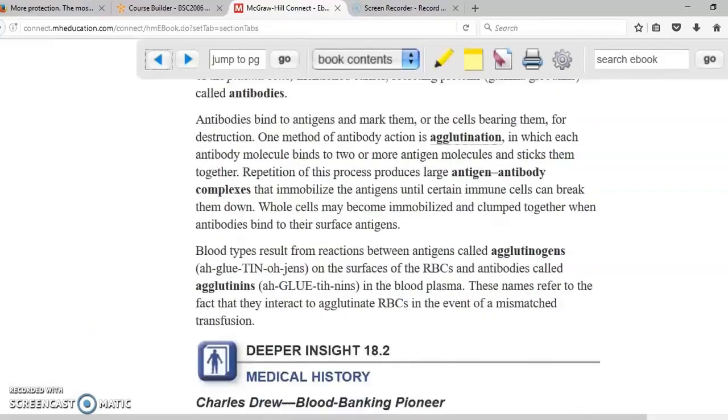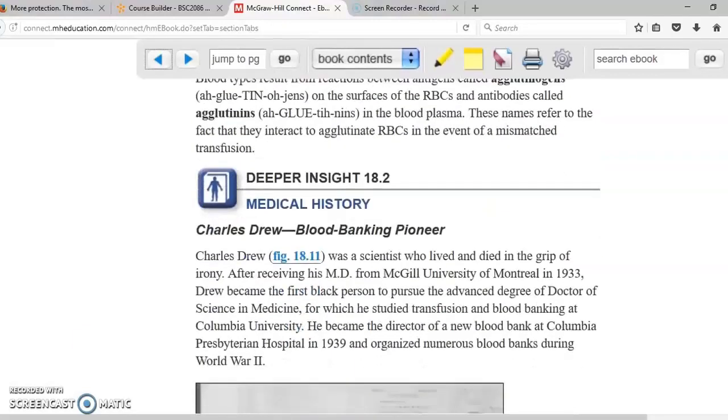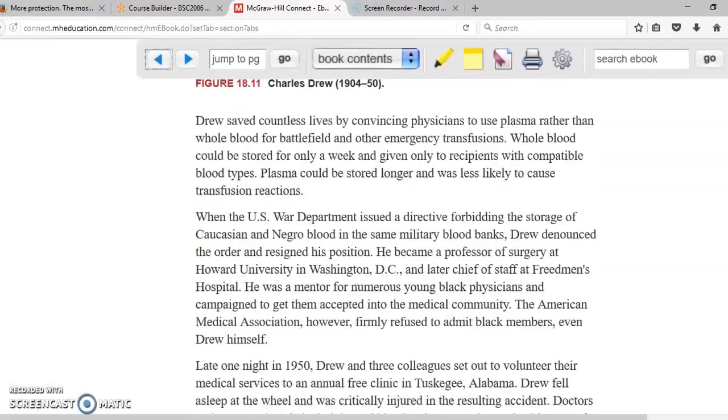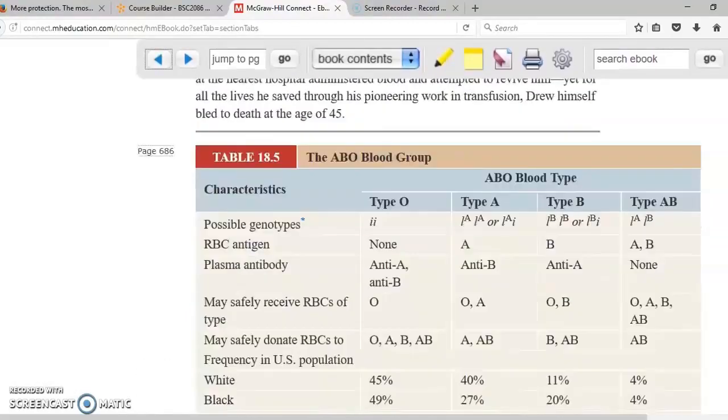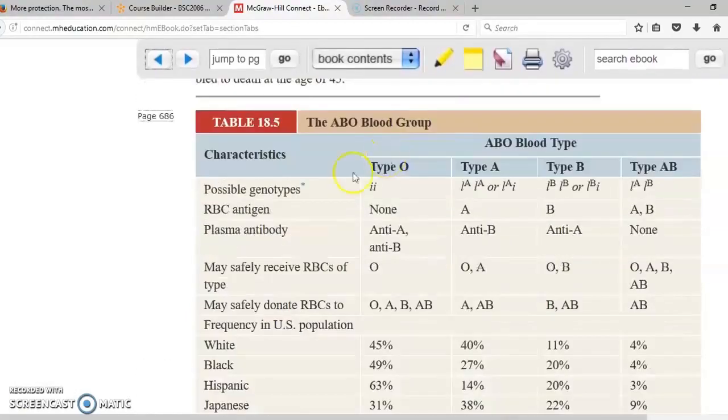Okay, so let's just scroll down. Right here, we have medical history. Obviously, we are not going to talk about that. Right here, we have a table showing us the ABO blood group. Blood type AB has antigens AB, but no antibodies. Blood type B has antigens B, but antibodies anti-A. Blood type A has antigens A and antibodies anti-B. And blood type O has no antigens, but has antibodies anti-A and anti-B.